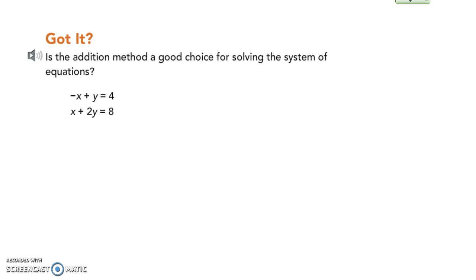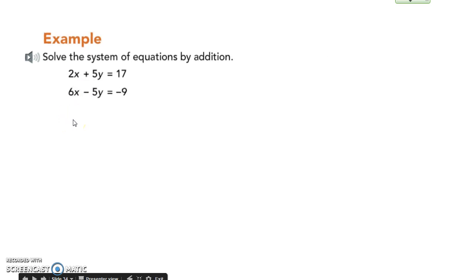Okay. Now, is the addition method a good choice for solving the system of equations? From looking at it, I see that I do have negative x, and those are additive inverses. So I know that when I decide to add the equations together, they would cancel each other out because they're additive inverses. And that would just leave me with 3y equals 12, so we would get y equals 4, and then we could plug that in to solve for x. So yes, the addition method is a good choice here because I see that those would cancel out. So now, let's try one.